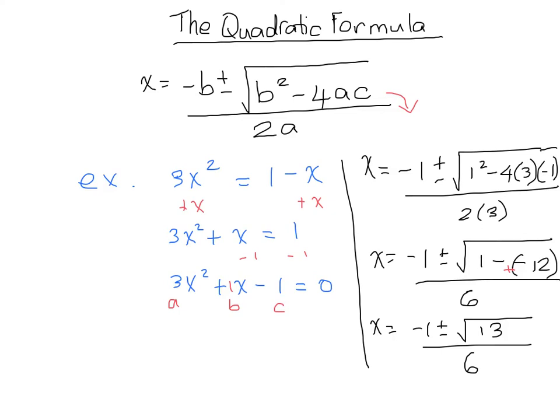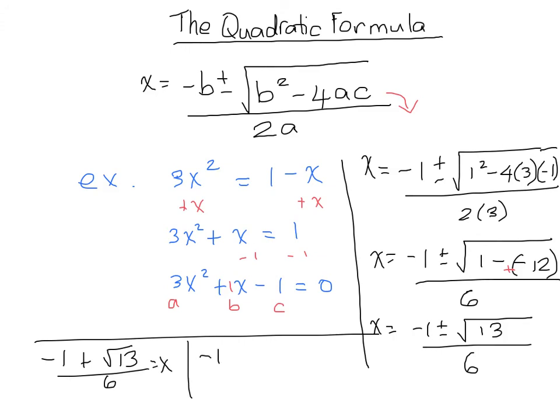So we can actually write this out as our two separate answers. So here, I'll put the answers down here. We have negative 1 plus root 13 over 6 is one of our answers, and that's x equals, or negative 1 minus root 13 over 6.